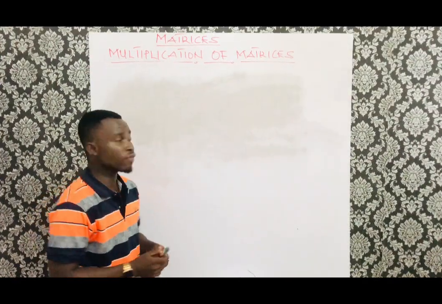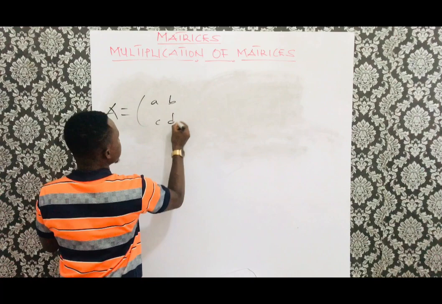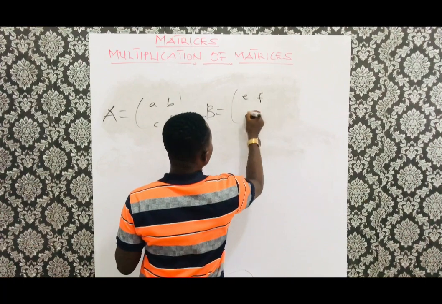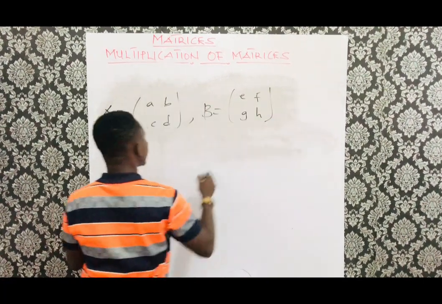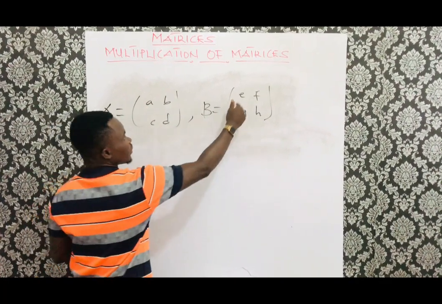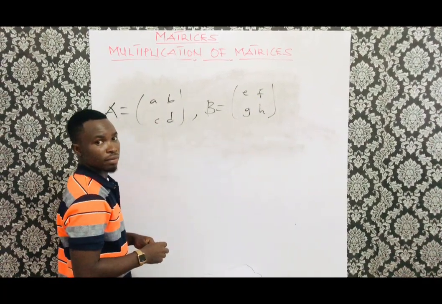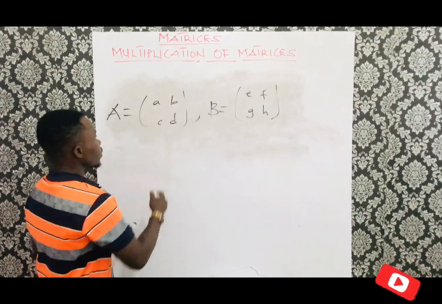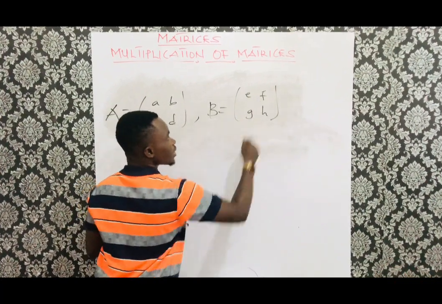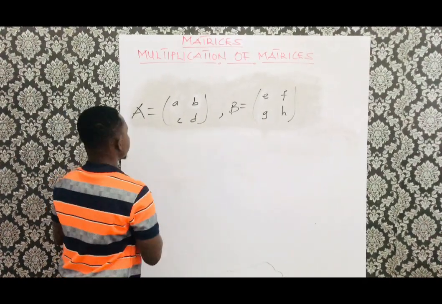For example, if matrix A equal to A, B, C, D, and matrix B also equal to E, F, G, H, the first row of the first matrix will multiply each of the columns of the second matrix and then add their products together. Also, the second row of the first matrix will multiply each of the columns of the second matrix and then add their product together.